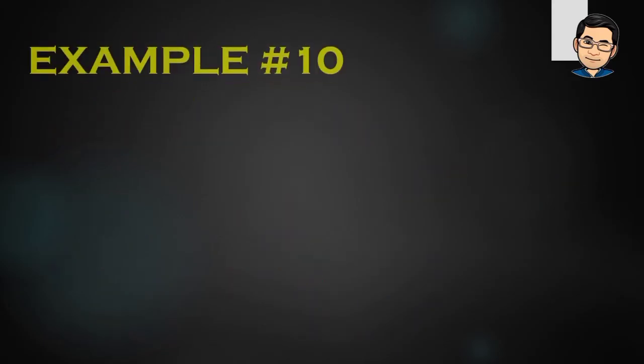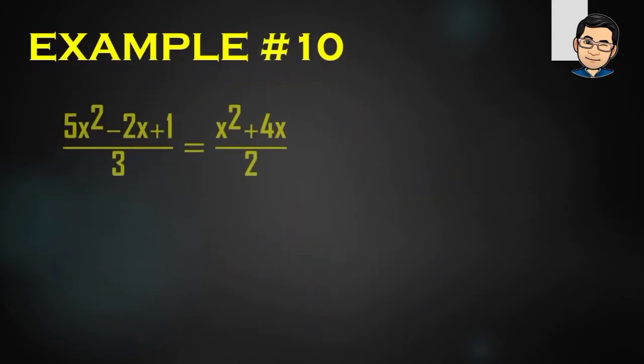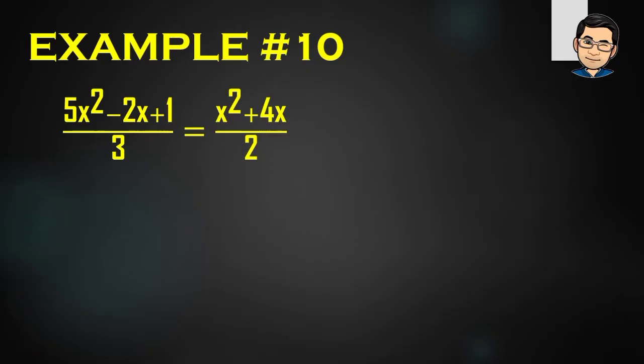So for our last example, number 10, we have 5x squared minus 2x plus 1 all over 3 equals x squared plus 4x over 2. So, pwede nating gawin is i-cross multiply. So, 5x squared minus 2x plus 1 times 2 equals x squared plus 4x times 3. Or pwede rin namang kunin natin yung LCD nila. So, let's try cross multiplication.